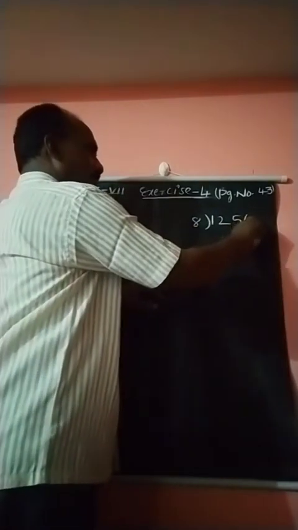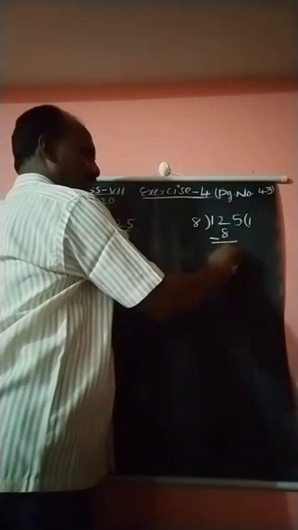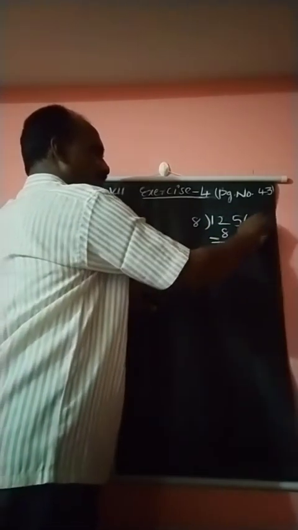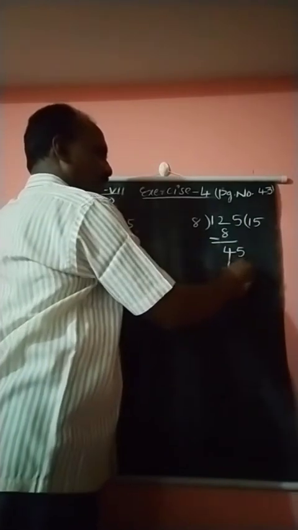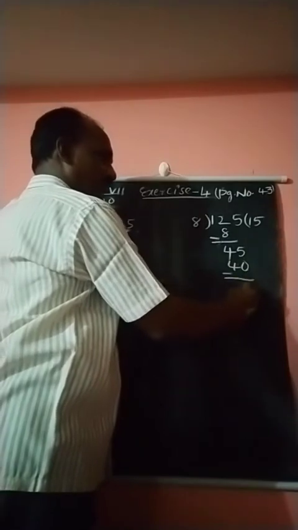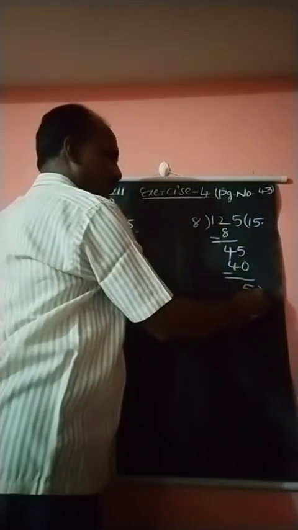8 ones are 8. 12 minus 8 means what is that? 4 will come. And 5. 8 5s are 40. And what is the remainder? 45 minus 40, 5 will come. There is no digit to bring down here, so put a point and keep on 0.